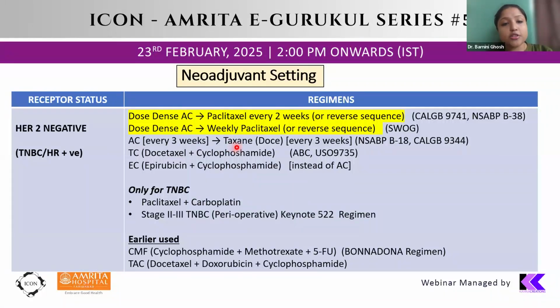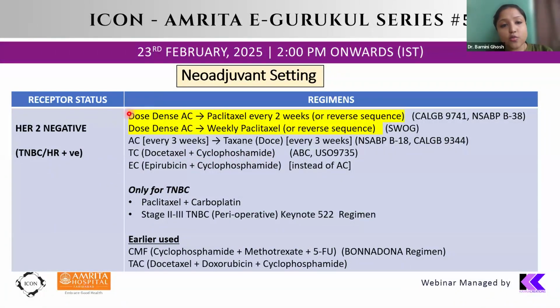So we have another option of replacing the doxorubicin with another anthracycline, which is epirubicin. And in patients in whom anthracycline should be avoided, particularly the elderly patients with poor PS or with poor cardiac function, in such situations, a combination of docetaxel and cyclophosphamide may be used.